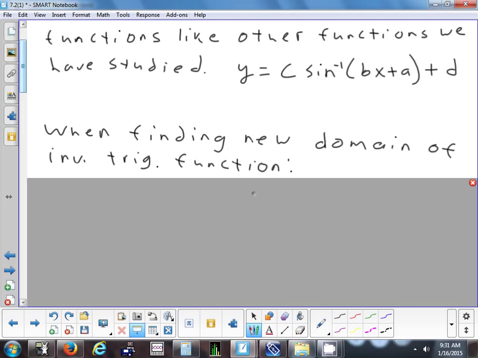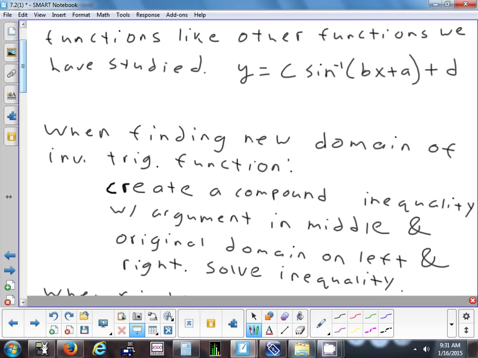Okay, so one thing that we do want to know how to do, though, is if we do a transformation, how do you find the new domain and range? Well, to find the new domain of an inverse trig function, you're going to create a compound inequality. Okay, that's when you have something here, something here, something there. So you're going to create a compound inequality, and in the middle, you're going to put your argument. Okay, whatever the argument happens to be.